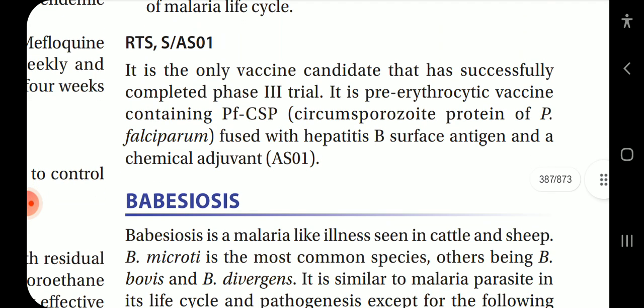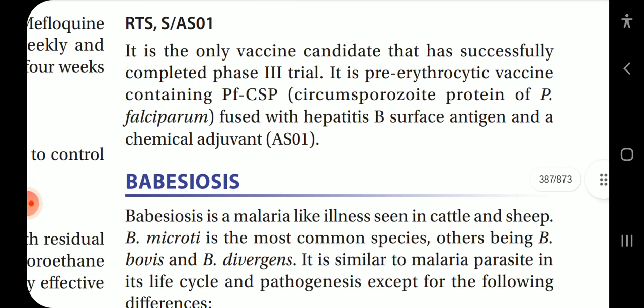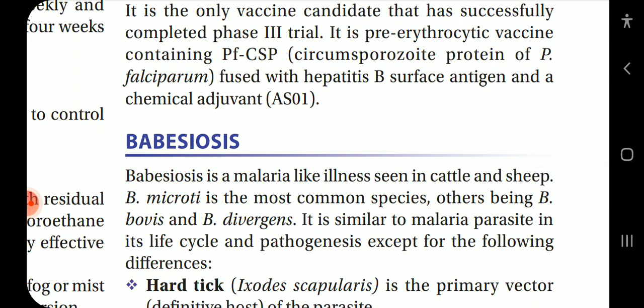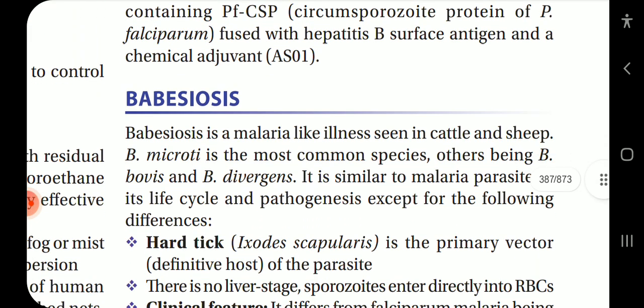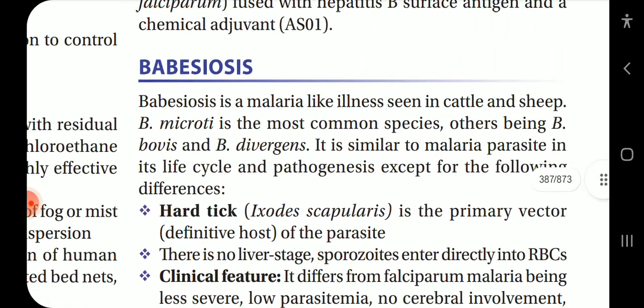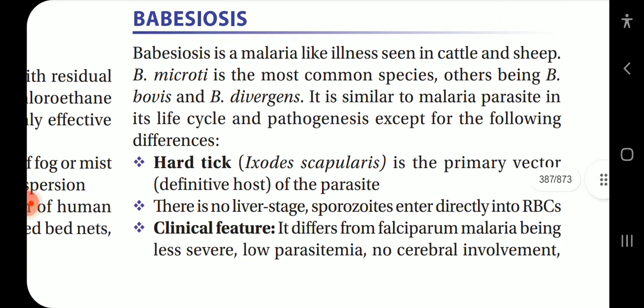RTS,S/AS01 is the only vaccine candidate that has successfully completed the phase 3 trial. It is a pre-erythrocytic vaccine containing PfCSP, the circumsporozoite protein of Plasmodium falciparum, fused with hepatitis B surface antigen and a chemical adjuvant AS01. Now we come to babesiosis.